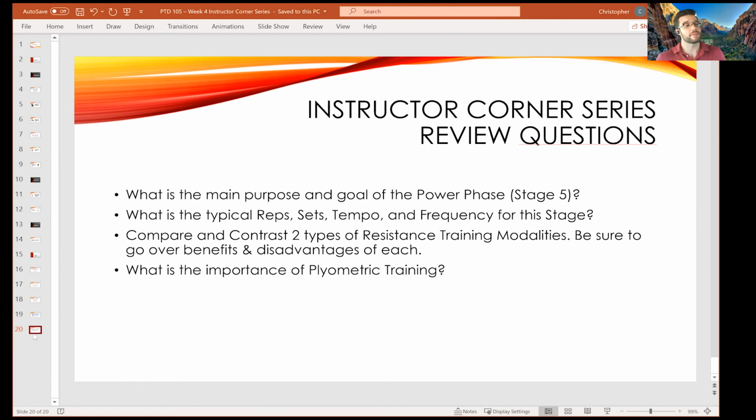Question 3, I want you to be able to compare and contrast at least 2 types of resistance training modalities that we went through, and be sure to go over the benefits and disadvantages of each. So comparing and contrasting free weights versus machines, or free weights versus stability forms such as using a medicine ball, or even comparing and contrasting free weights versus kettlebell training, and how can that improve or enhance our progress throughout training. And then the last one, what is the importance of overall plyometric training, and what types of benefits can you see from using plyometric training with your particular client.